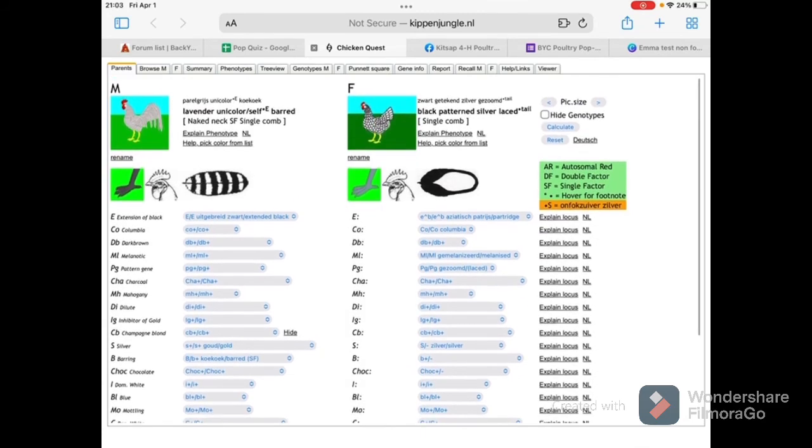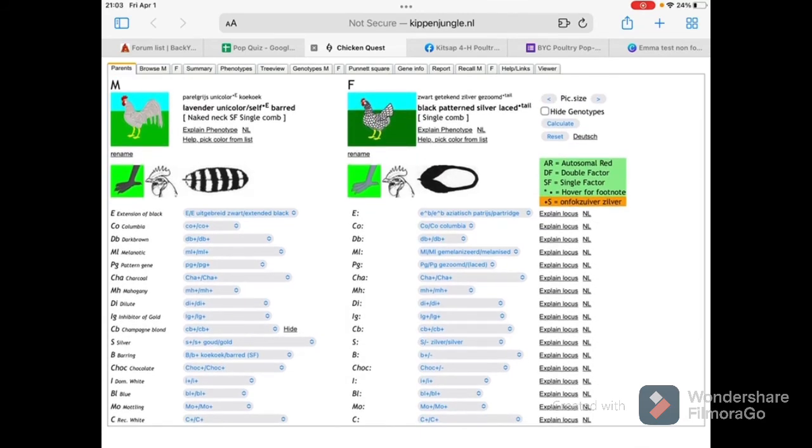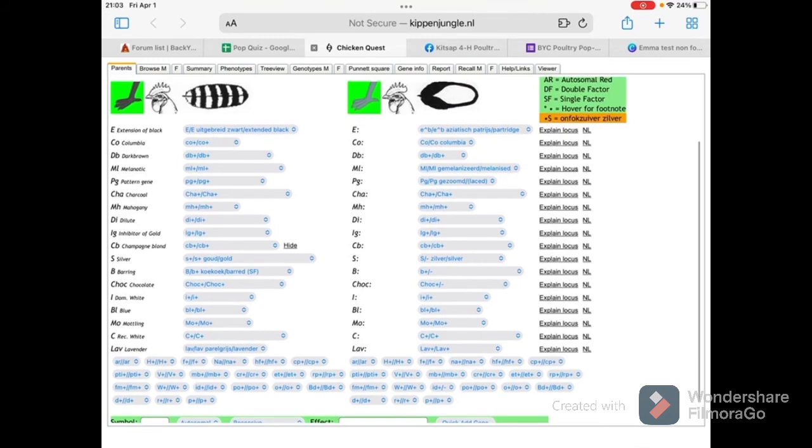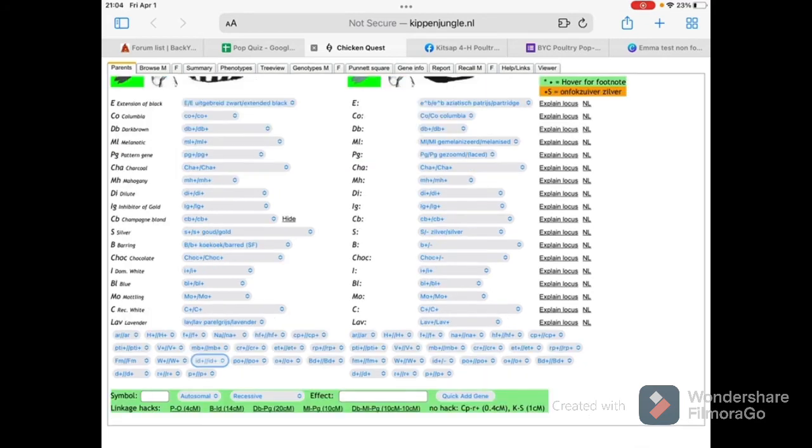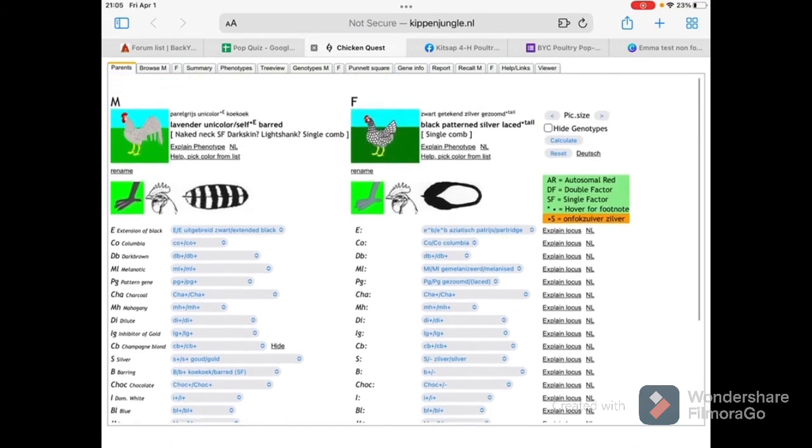Now we have white skin. Yellow skin is recessive. White skin is dominant. You can see as we're changing, now we have yellow skin. The image doesn't really change, unfortunately. Next, we have the ID, which is a melanin inhibitor, and it causes light shanks.